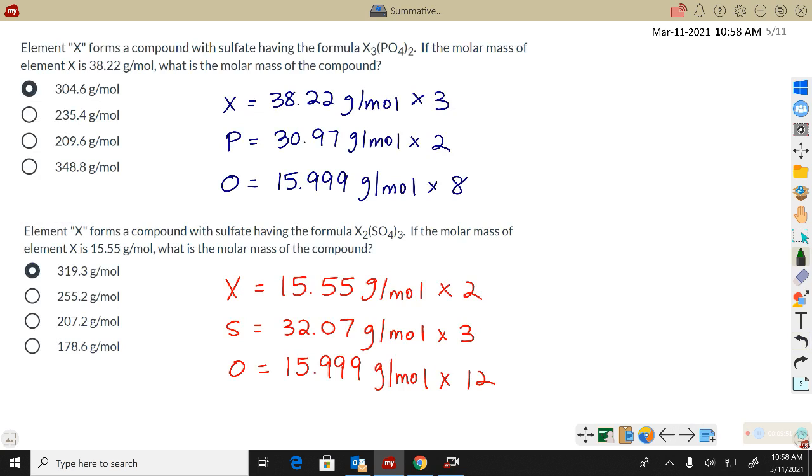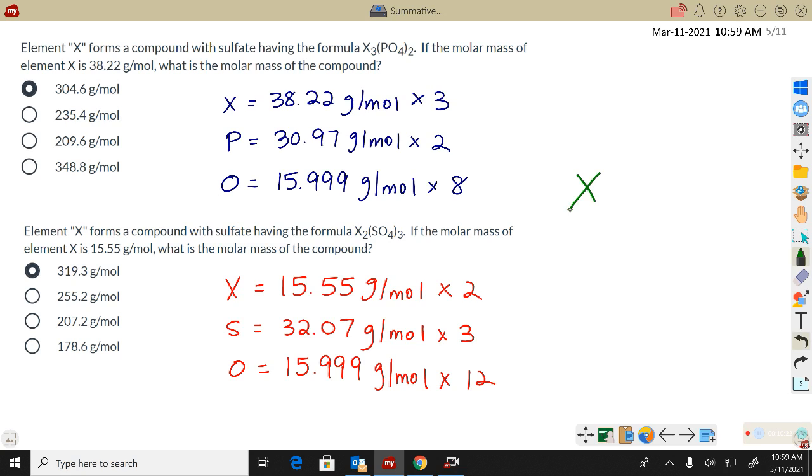Here you would have had one of these too, so you got another one to study. Element X forms a compound of sulfate, having the formula X3(PO4)2. Alrighty, so from there, I have the molar mass of element X, and I can just find the mass of all the other elements, the phosphorus and the oxygen, making sure that I distribute it properly.